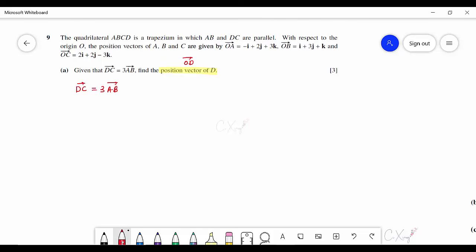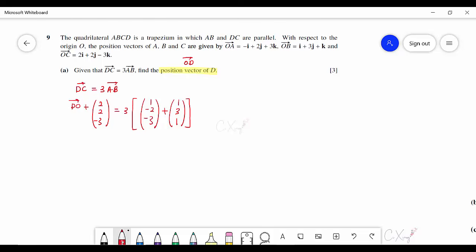DC, I can rewrite as DO plus OC, where DO I don't know yet, and then plus OC. OC is given in the question, which is (2, 2, -3), and this equals 3AB. For AB, it is AO, which will be (1, -2, -3), plus OB. OB will be (1, 3, 1). Generally, this is how we start.